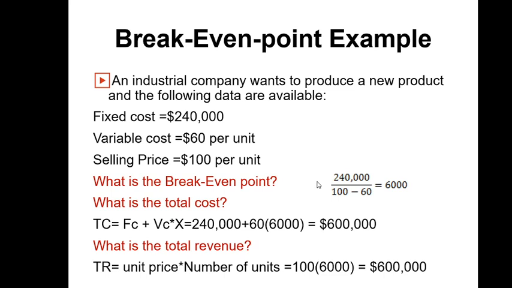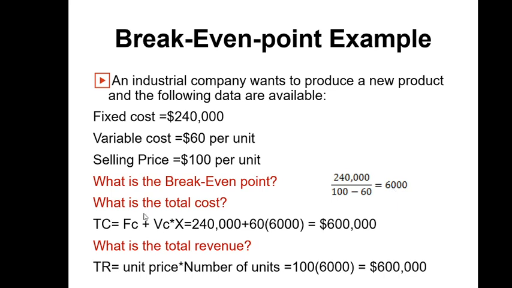Q, as we saw in the previous slide, the break-even point, which is the number of units, is equal to fixed cost, given as 240,000, divided by P, which is the price, $100, minus V, which is the variable cost per unit, given here as 60. So we need to produce at least 6,000 units in order to break even. It means to have our total cost equal to our total revenue.